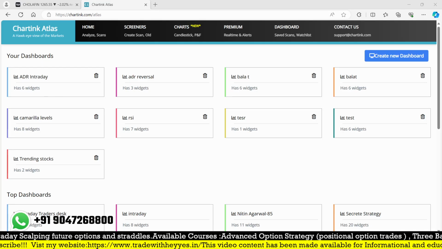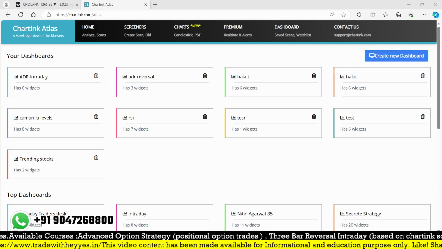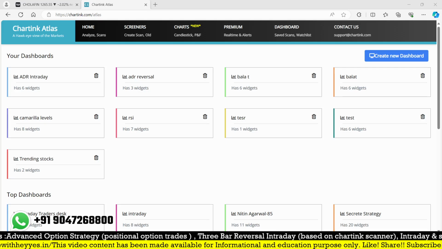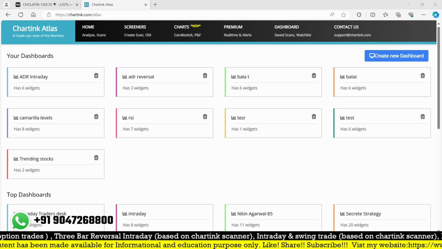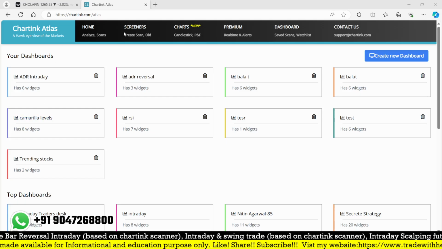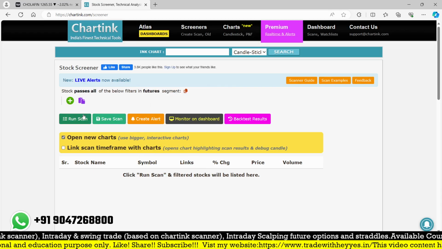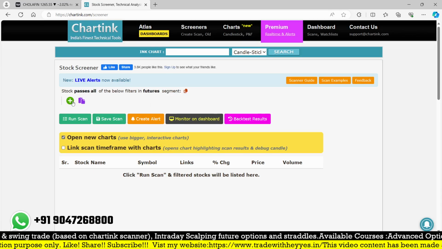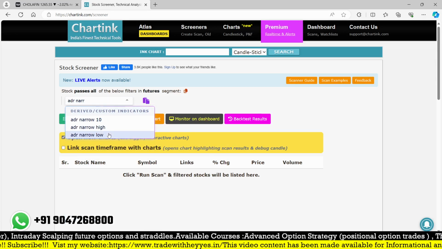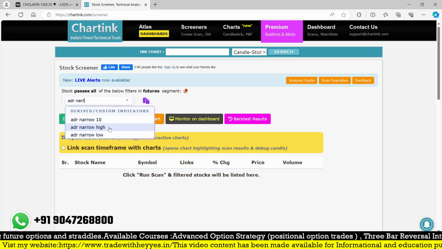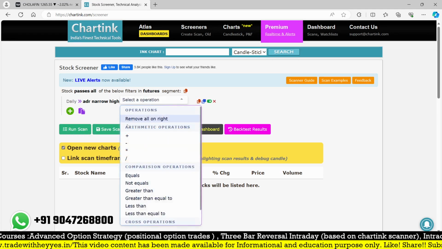So I'm just going to create it here. Just wait. So let me try to create a scan. I'm always trying for future stocks. So here I have already created a narrow ADR. So ADR narrow. This particular indicator is not available by default in charting. So we need to create that indicator, then only it is possible.